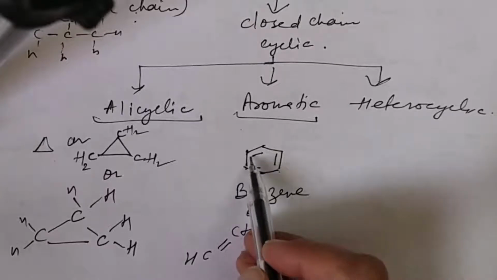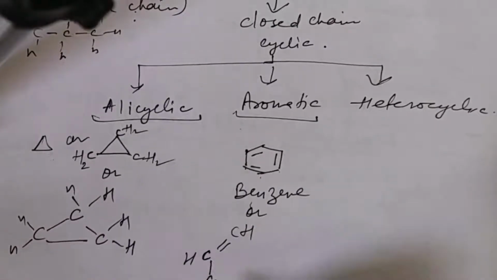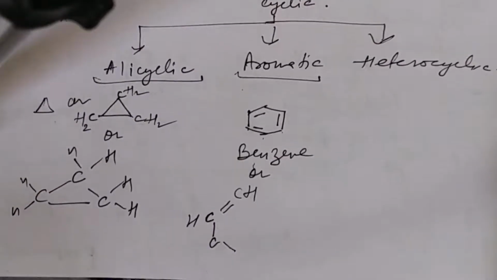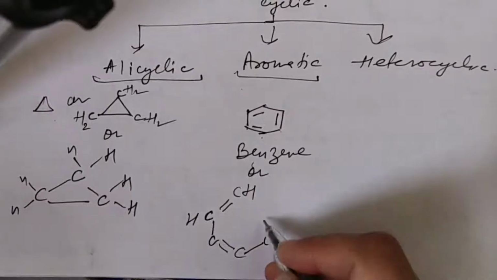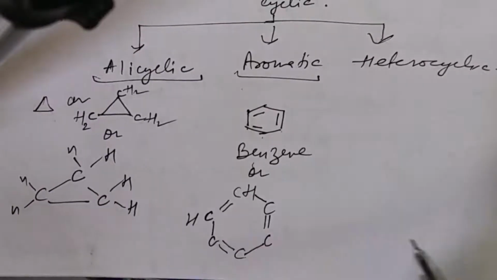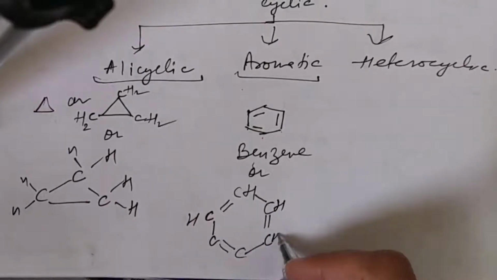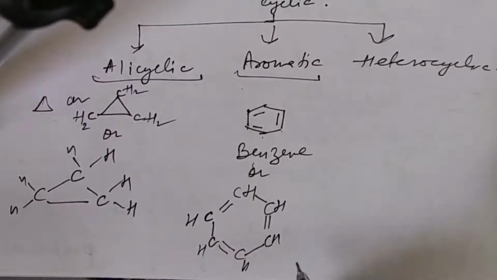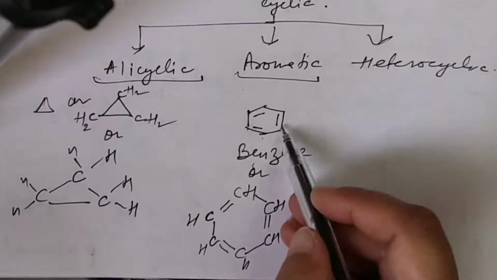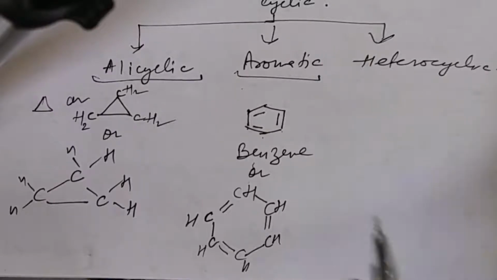Represent the double bond. So it will be carbon-carbon double bond, leave a gap, then add carbon-carbon double bond, again a single bond, again a double bond, and complete the alternate single and double bonds, and complete all the valencies with hydrogen atoms. So here the structure of benzene is the bond line representation. This is the condensed formula, and if you are representing the bond between carbon and hydrogen also, then it will be the structural formula of the aromatic compound.